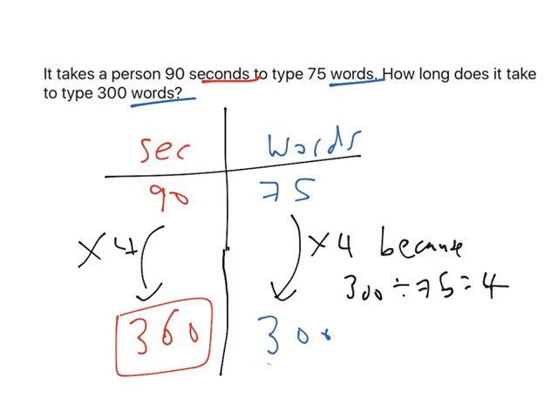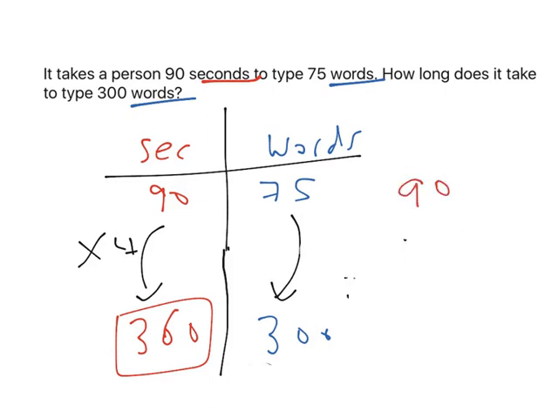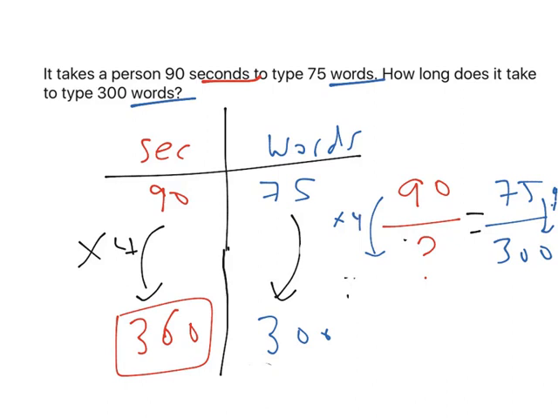Now this, compared to what we did in the last video, is really just saying 90 over, we don't know, equals 75 over 300. We can multiply down, times 4, so this times 4. Or you can cross multiply and solve the proportion if you want. Okay.